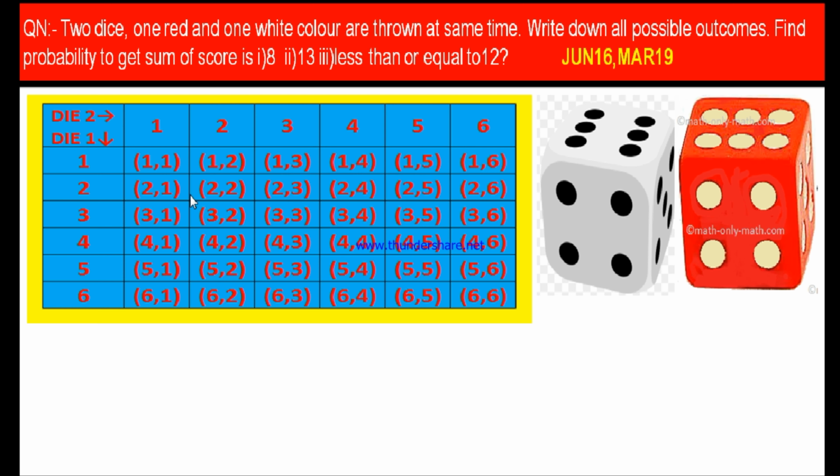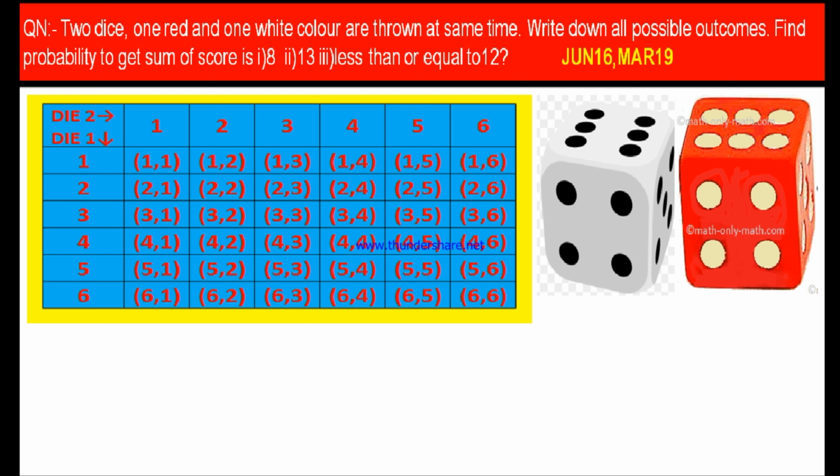And in all these ordered pairs, the first value always represents the score on the first die and the second value always represents the score on the second die. For example, if you consider this ordered pair 3, 4, this 3 means it is the score on the first die and the second value 4 means it is the score on the second die. Now these are the different possibilities when you throw 2 dice at the same time.